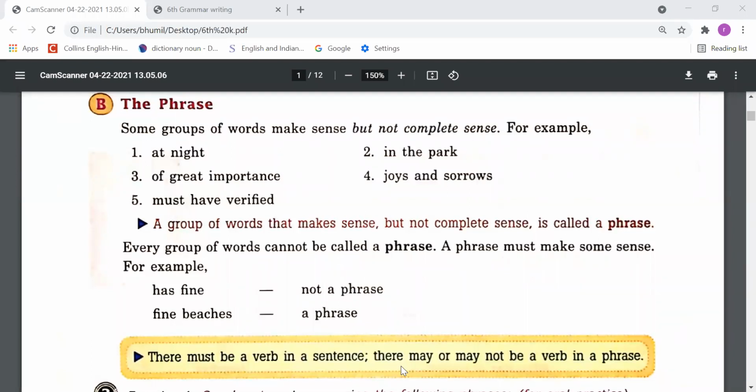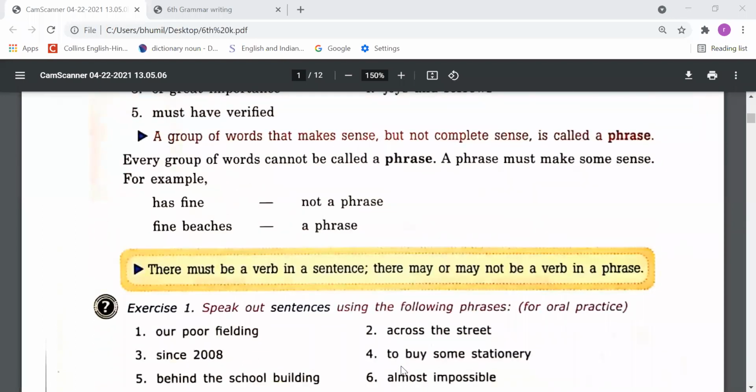Suppose you were playing in the park and your mother asked you, where were you? And if you say, I was playing in the park, so this is a sentence. But if you say, in the park, this is a phrase. Why? Because the words you have used are not giving the complete meaning, but some meaning these words are giving. So that's why we need to call them a phrase, right?